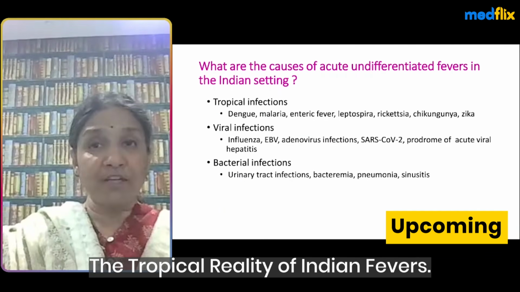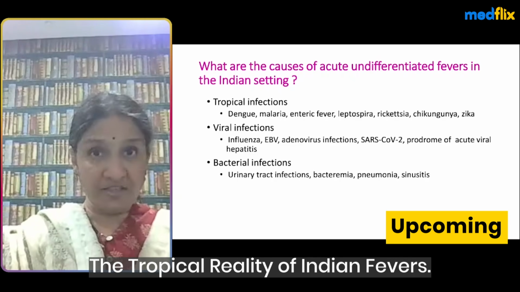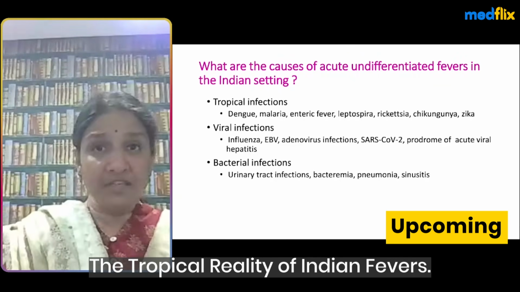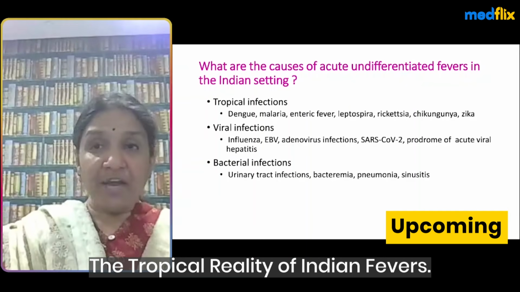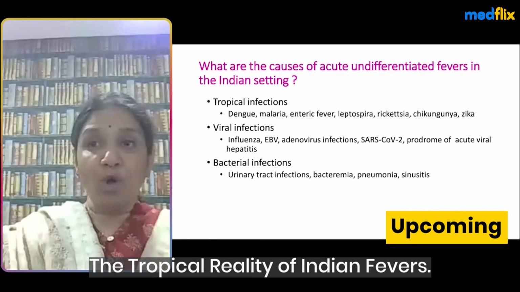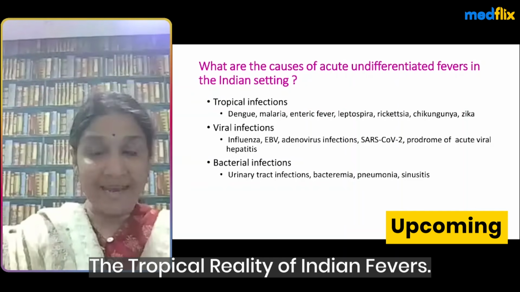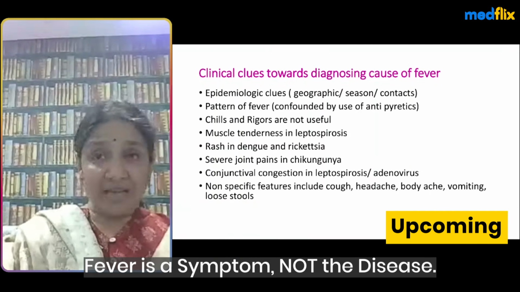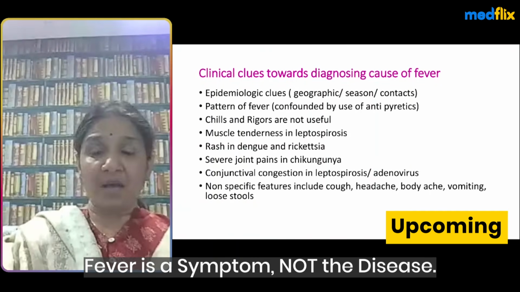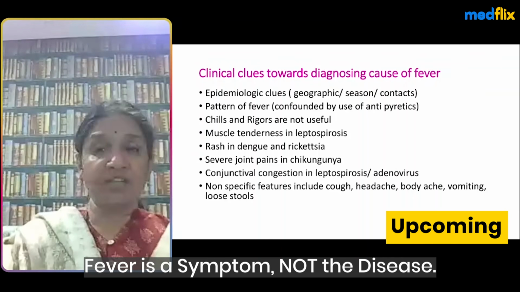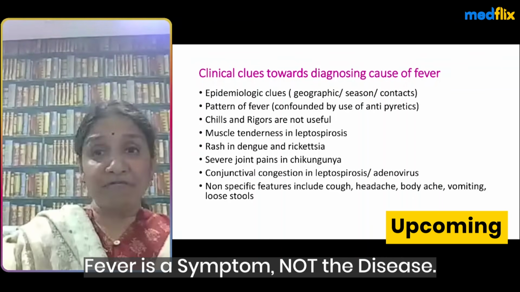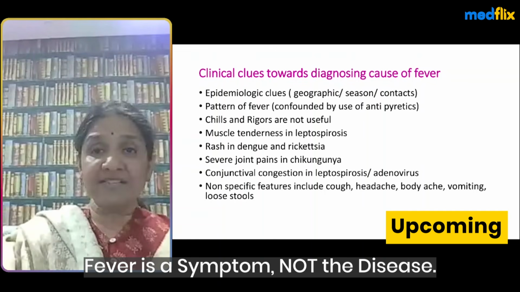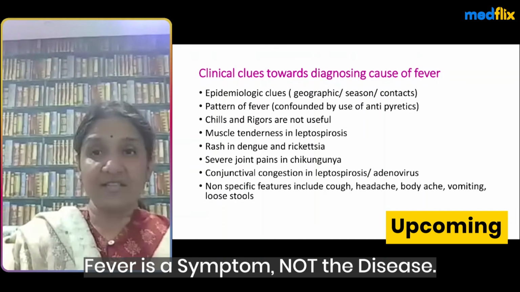And what are the causes of acute undifferentiated fevers in the Indian setting? Now, the first is tropical infections. We are living in a tropical country, and we all know that diseases like dengue, malaria, typhoid, paratyphoid, leptospira, rickettsial infections, chikungunya. In fact, as a pediatrician, I often have mothers coming to me and saying that my child's fever is not coming down. So they're worried that the fever will cause a problem. But please understand that fever is a symptom and not the disease.